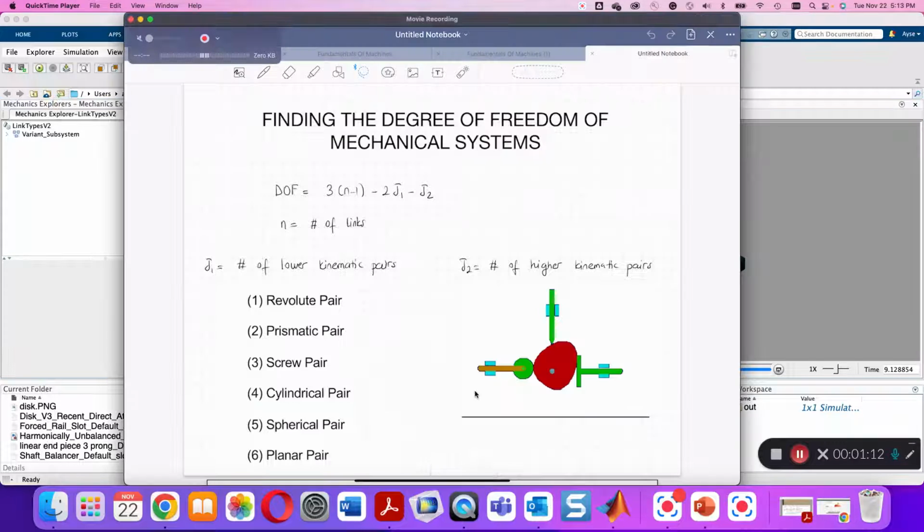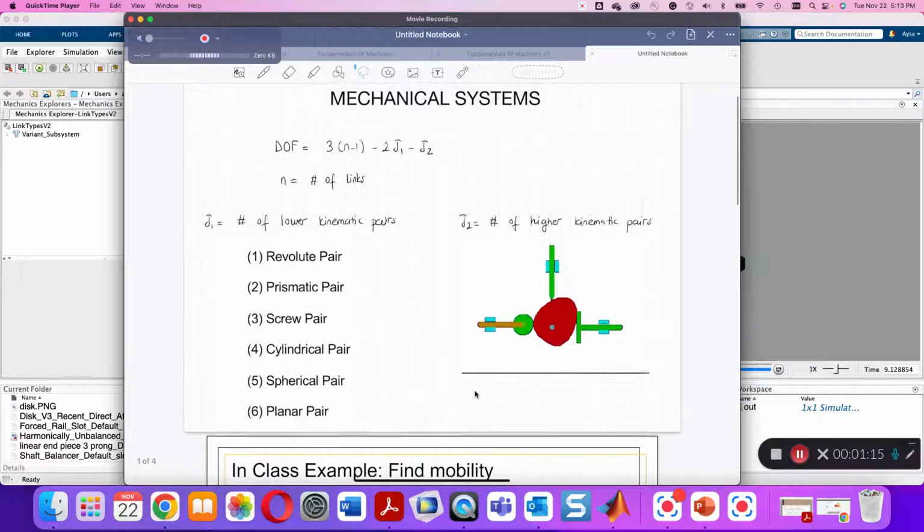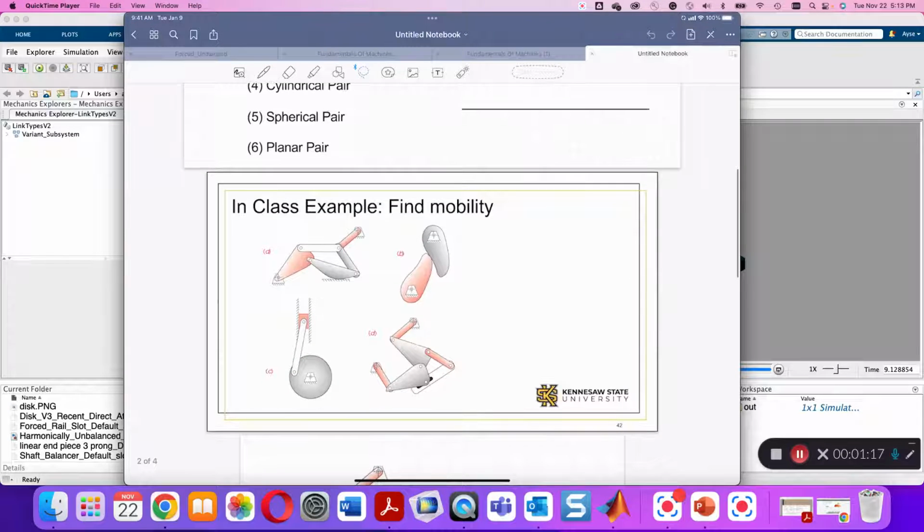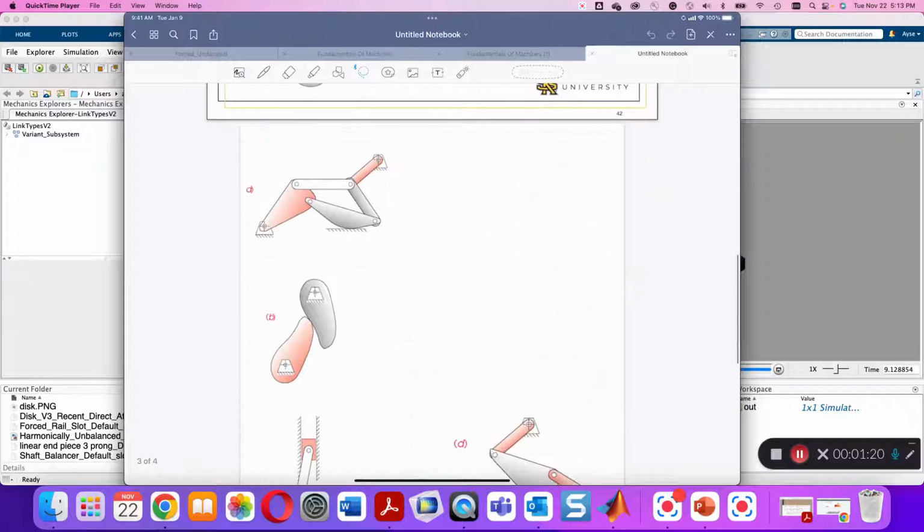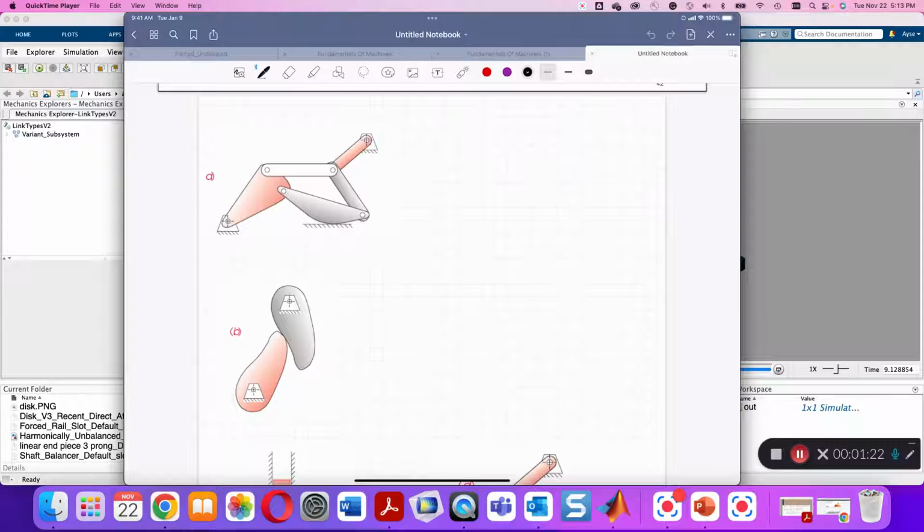Going back to the theory, knowing the equation and knowing the terms, let's find the degree of freedom of these 4 mechanisms here. So the Gruebler's equation was 3 times n minus 1 minus 2 times j1 minus j2, starting with the number of links. So here, all the fixed points will be counted as 1. So I have 1, 2, the order really doesn't matter, 3, 4, 5, and 6. So here n is equal to 6.